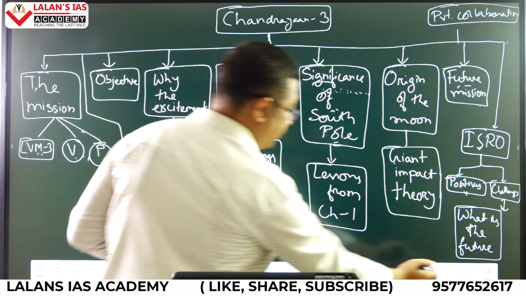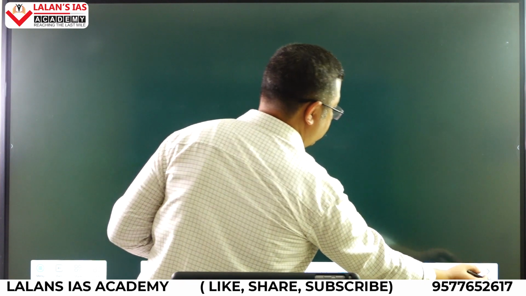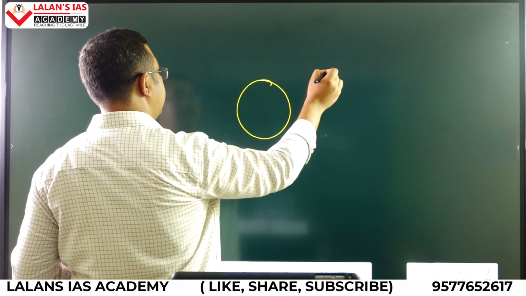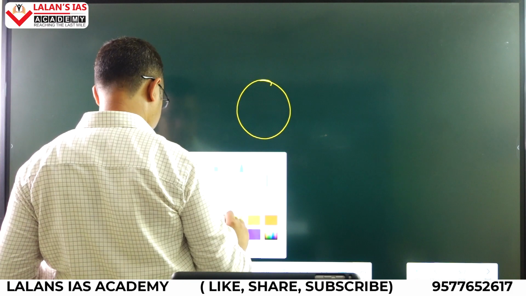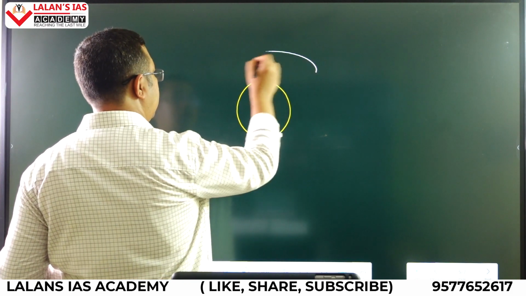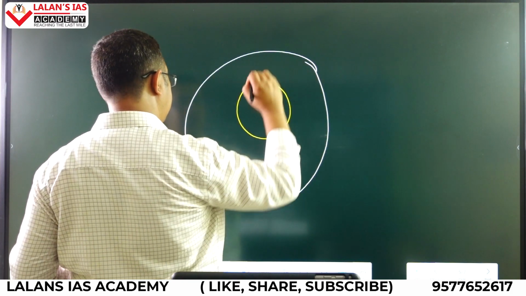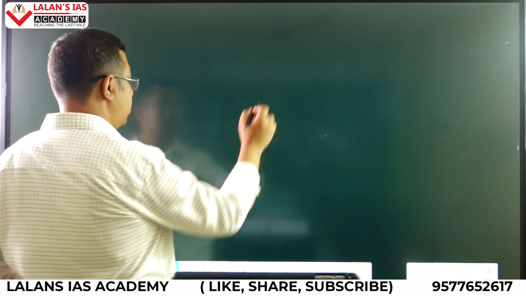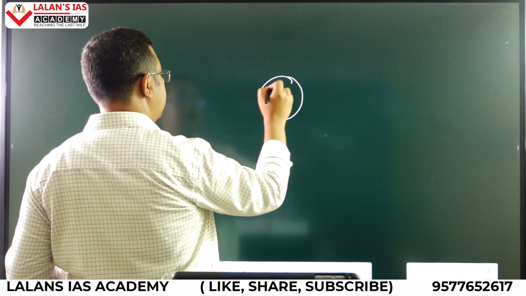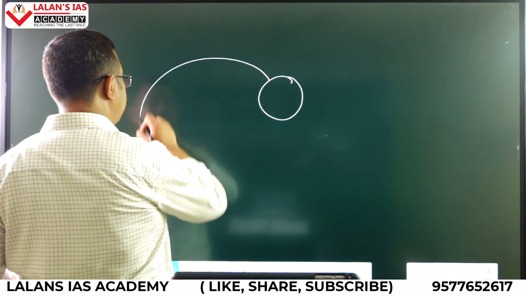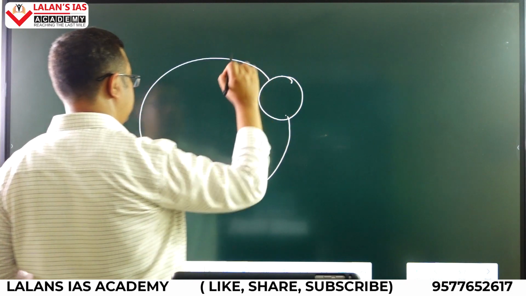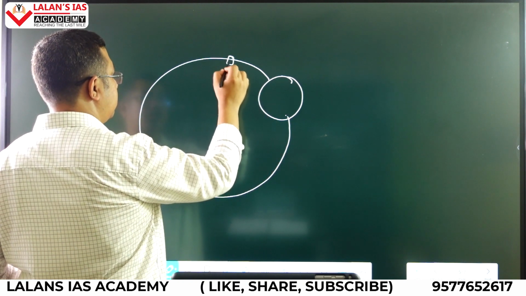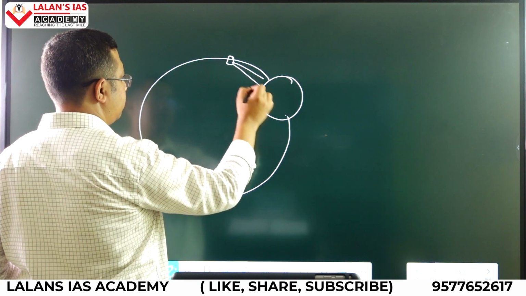This is the moon. And this is the orbit of the moon. No, this will not be the orbit of the moon. This is the moon. And this is the orbit of the moon. Okay, so we have placed the orbiter here to take photographs, to find locations.